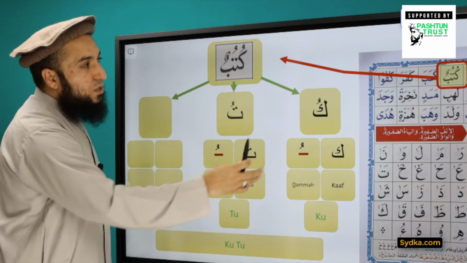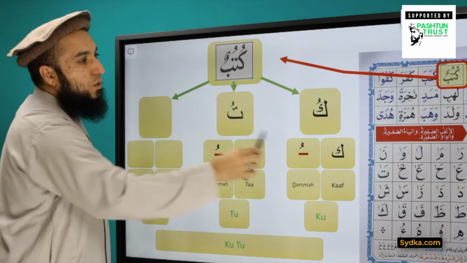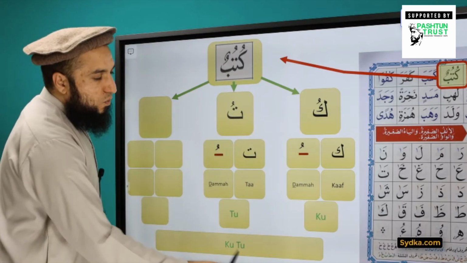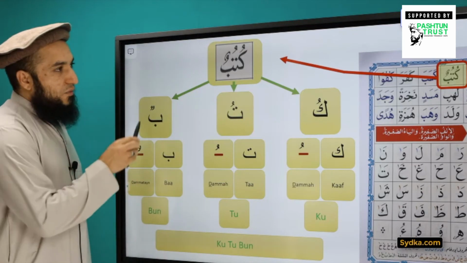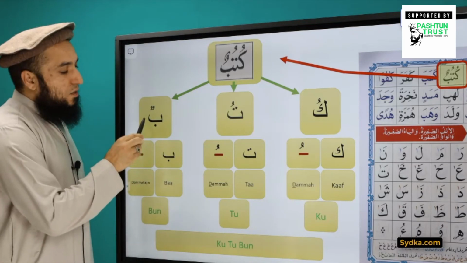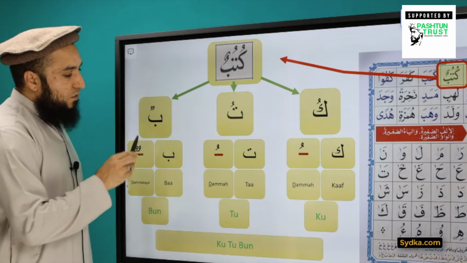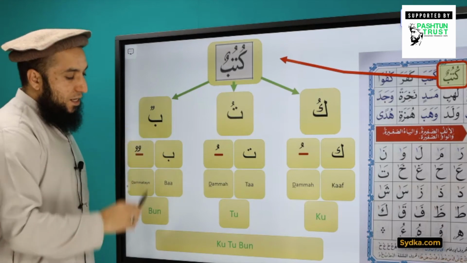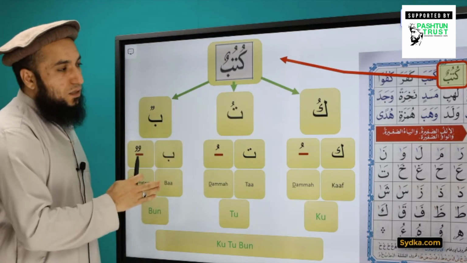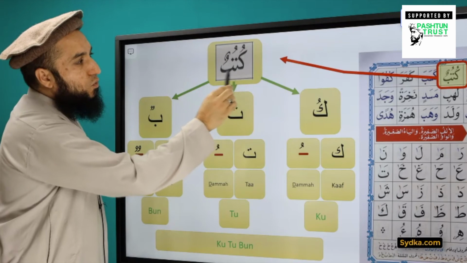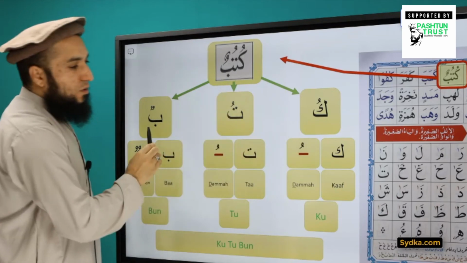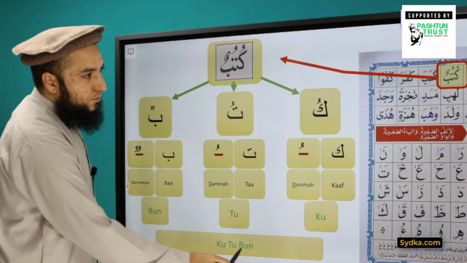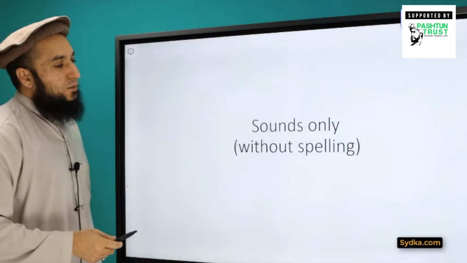And then we combine these two syllables and we have kutu, kutu. The third syllable we have is ba dhammatain bun. So ba is not silent and we have dhammatain on it. Ba dhammatain bun. So now we connect these three syllables and we have kutubun, kutubun. The next three slides are sounds only without spellings.